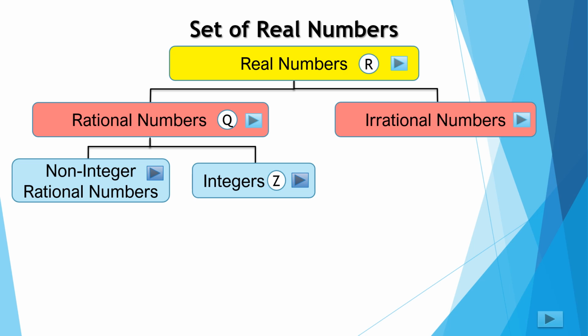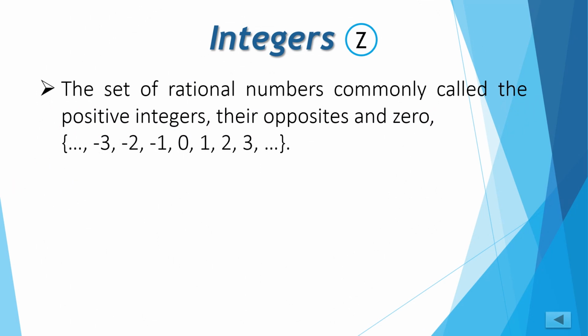Next is the integers. When we say integers, or Z, that is the set of rational numbers commonly called the positive integers, their opposites, and 0. So, ito yung mga halimbawa ng integers. Negative 3, negative 2, negative 1, 0, 1, 2, 3, and so on. So, pwede din siyang negative 5, negative 10, at pwede din siyang 7, 9. Iyon yung mga tinatawag nating integers.